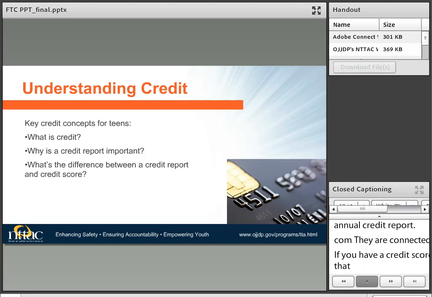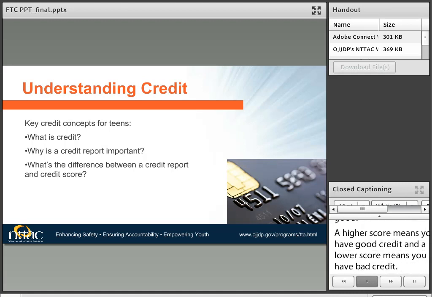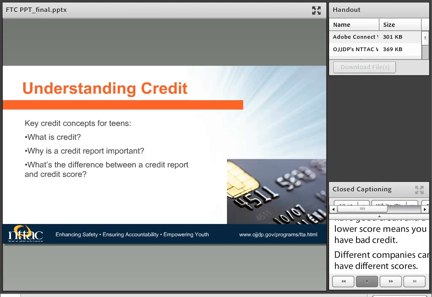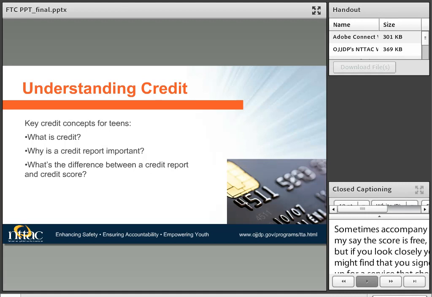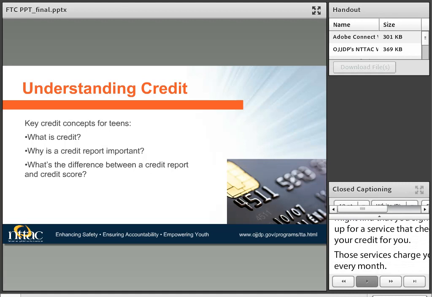One thing to note is that it can cost money to find out your credit score. Sometimes a company might say the score is free, but if you look closely, you might find that you signed up for a service that checks your credit for you, and those services charge you every month. It's definitely important to know what's in your credit report, but you might want to weigh whether or not you need your credit score and see what the costs are.